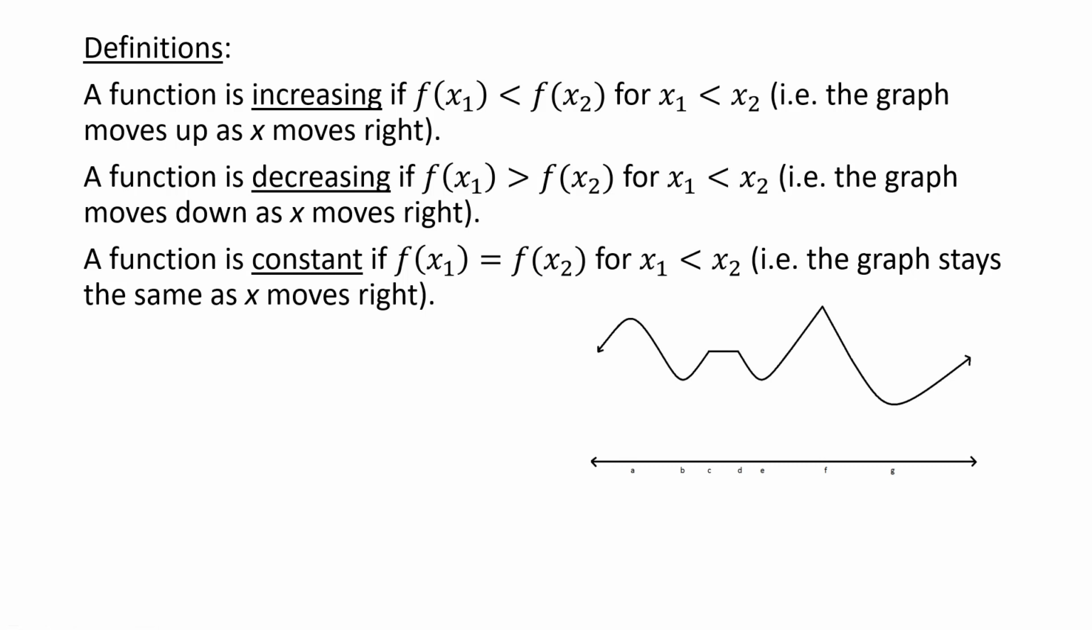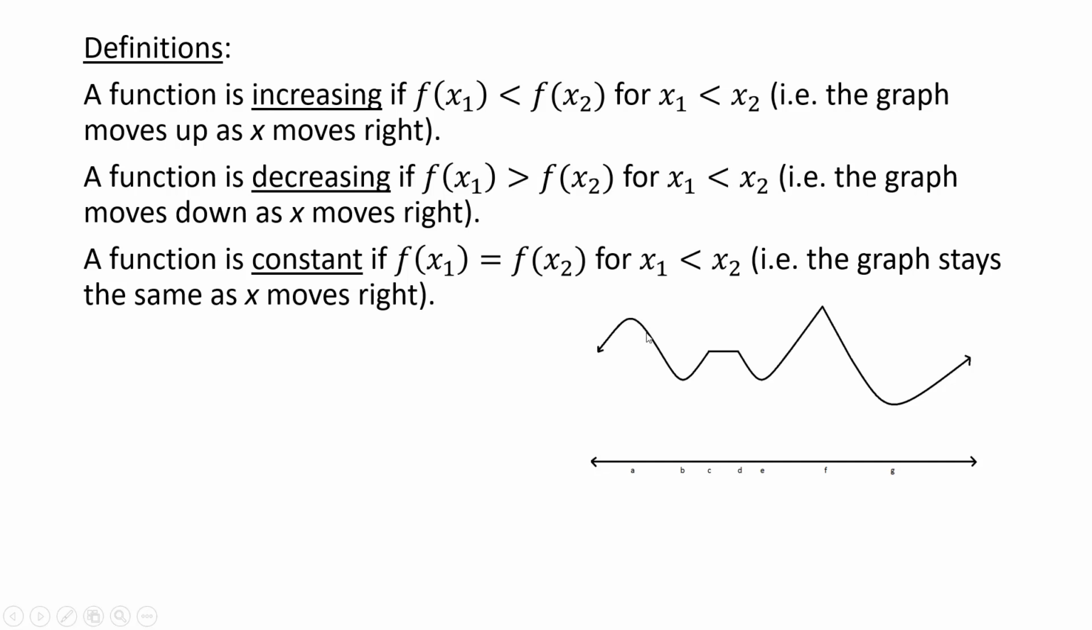So let's look at this graph right here. Now this arrow right here means it goes in this direction forever. This arrow right here means it goes up in this direction forever. So coming from left to right, coming all the way from negative infinity, what is my graph doing? My graph is increasing until we get to A.